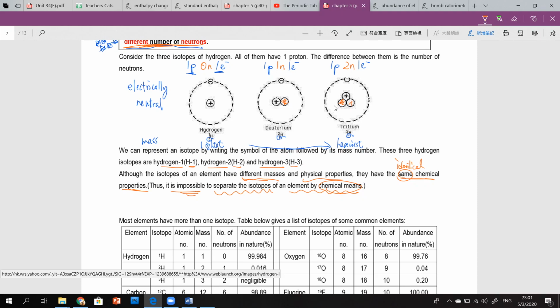But you have different mass, therefore the physical properties are slightly different. For example, melting point and boiling point show a slight difference, but not so significant when you compare with other elements. Just like 0 point something, or maybe just 1 or 2 degrees difference. For example, when you talk about melting point, boiling point.